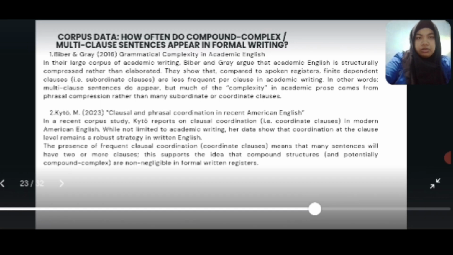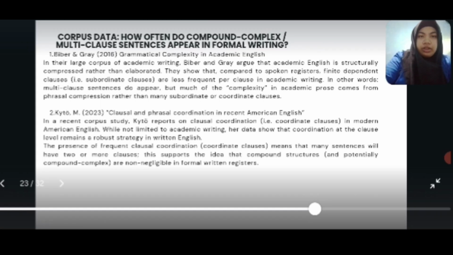In Biber and Gray 2016, Grammatical Complexity in Academic English, in their large corpus of academic writing, Biber and Gray argue that academic English is structurally compressed rather than elaborated. They show that compared to spoken register, finite dependent clauses, in other words, subordinate clauses, are less frequent per clause in academic writing. In other words, multi-clause sentences do appear, but much of the complexity in academic prose comes from phrasal compression rather than many subordinate or coordinate clauses.